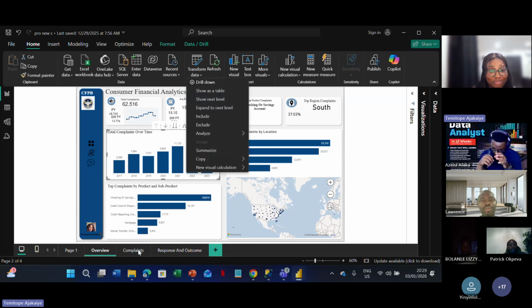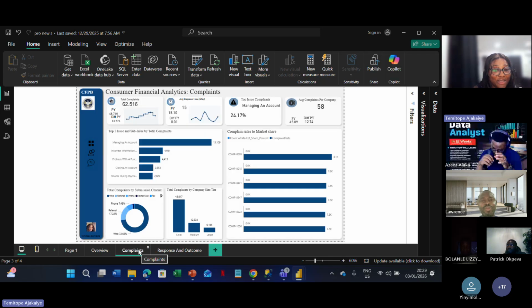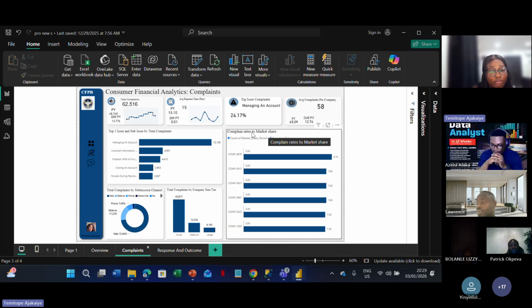Okay, so we've seen where complaints come from. So let's move to the issues and the sub-issues. So over here, we can see that managing an account has the highest percentage of issues, with about 24.17%. And here, this is the company market share to complaint rates. And this tells us that even though some companies have relatively low market shares, they still have high complaint rates.